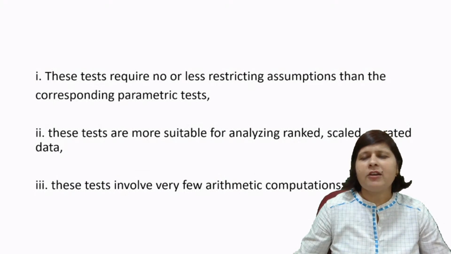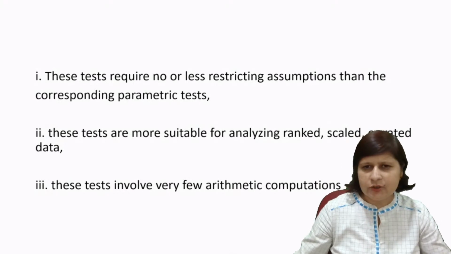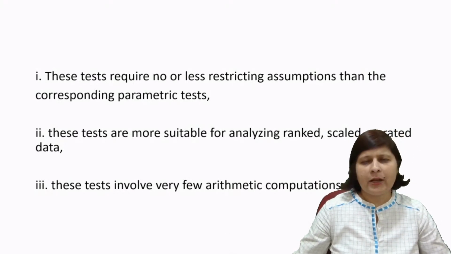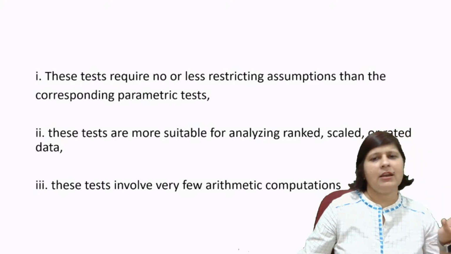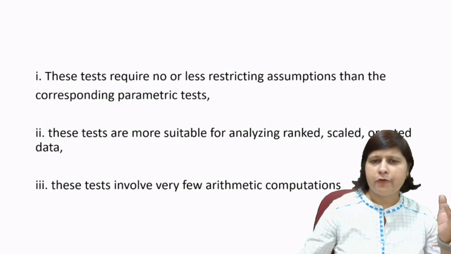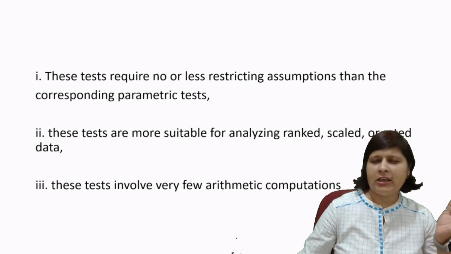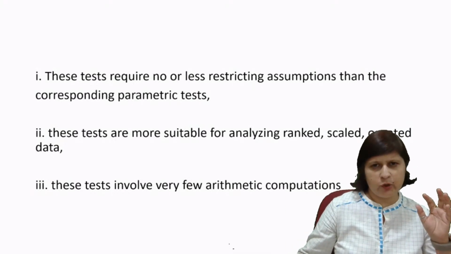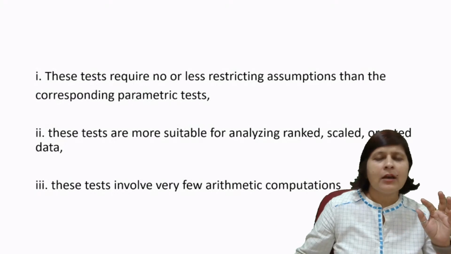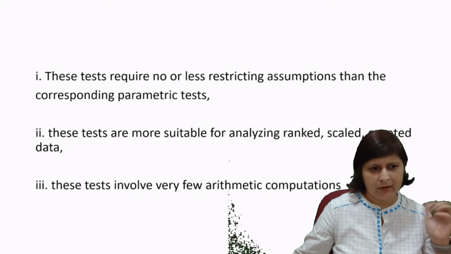The tests which handle problems of these types are known as non-parametric tests or distribution-free tests. These tests require no or fewer restricting assumptions than the corresponding parametric tests. See, whenever you carry out a parametric test, there are certain assumptions. When you carry out a t-test, there are 3-4 assumptions which should be met. If those assumptions are met, then you should carry out your t-test. Otherwise, go for a non-parametric test. In a non-parametric test, there is no or less restriction about the assumptions, right?